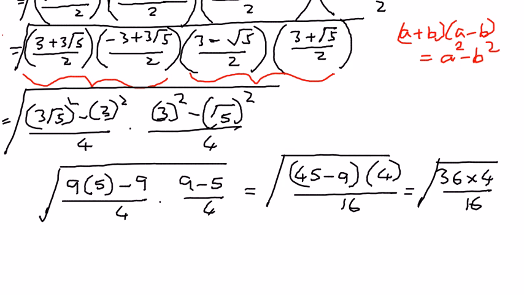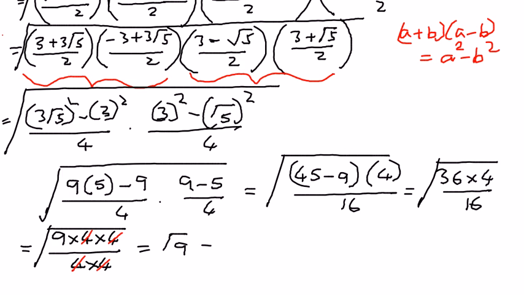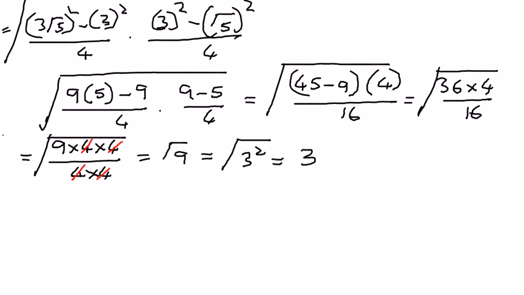Okay, now when we simplify that some more, 36 I can write as 9 times 4, and then I leave the 4 in the top there, and then in the bottom I can write this one as 4 times 4. So in here, as long as we have similar terms in the numerator and denominator, we can cancel them out. The 4, 4, 4 and 4 cancel out, leaving us with square root of 9. The square root of 9 is a perfect square, which is 3 squared, and therefore whenever we find the square root of a perfect square, it's going to come out as its base term, so therefore the value is equal to 3.